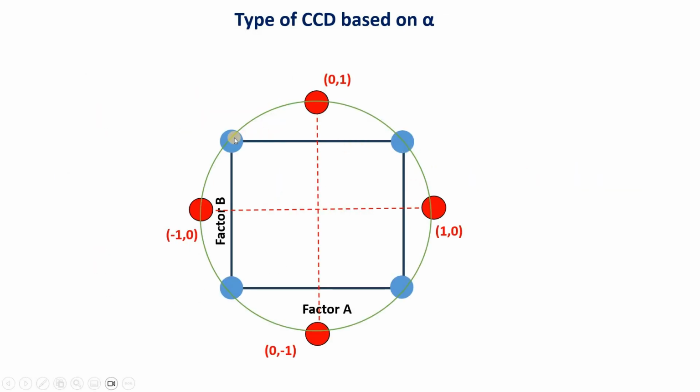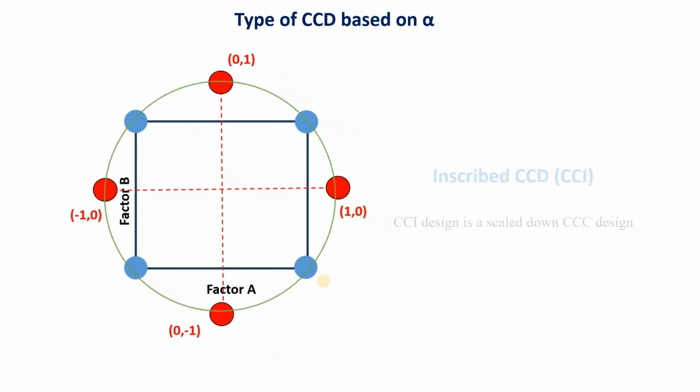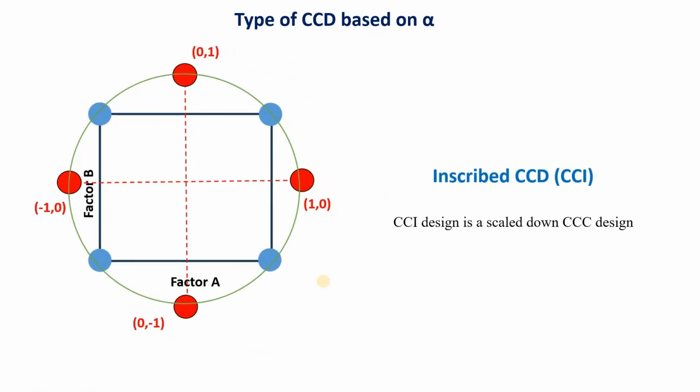Next, if we draw a circle again to this point, then in this case it will be called an inscribed CCD. Did you notice any difference? In the first case we have similar kind of things, and here also it is a similar design. Then why do we call it inscribed?